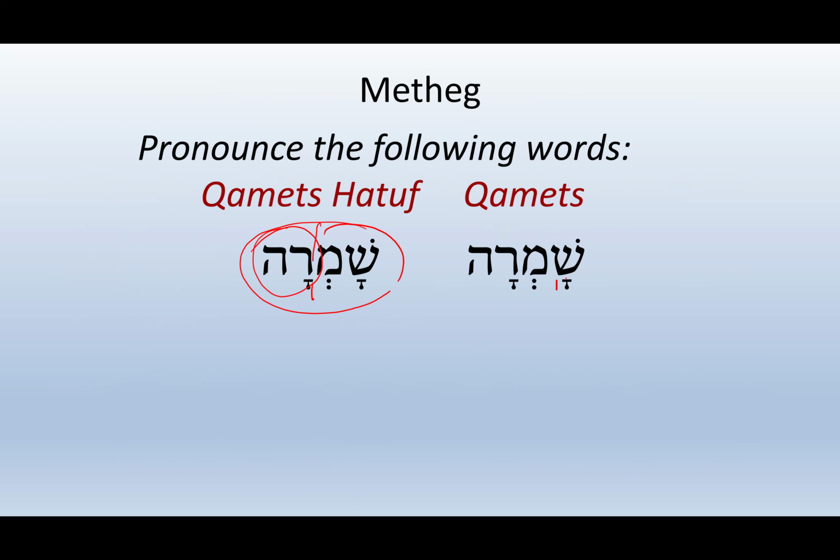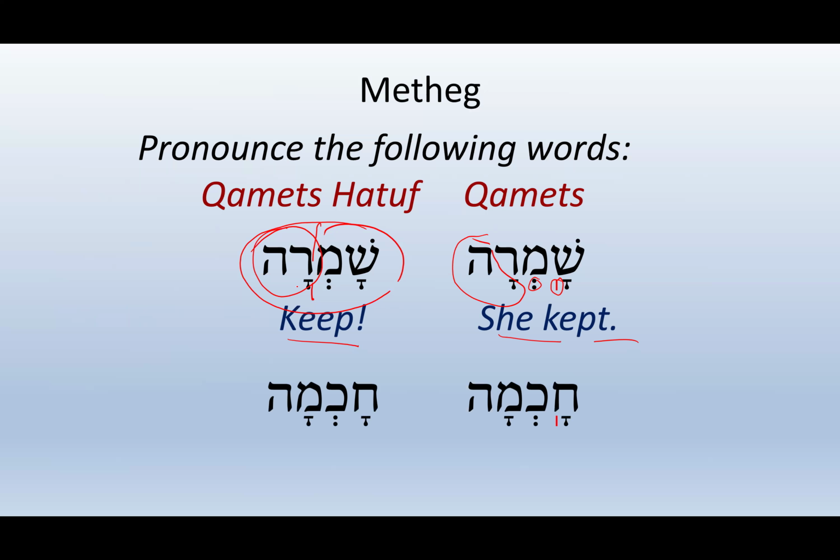But over here, we have a metheg, shamra, shamara. This one is a command to keep, and this says she kept. This feminine ending tells us she kept. Okay, so that's shamara and shomra.